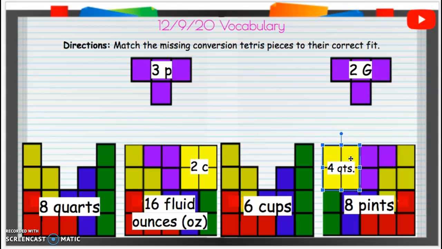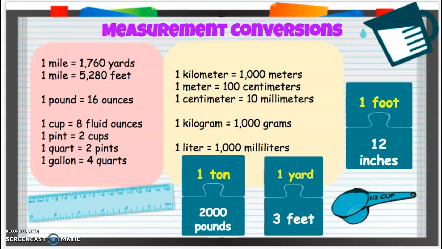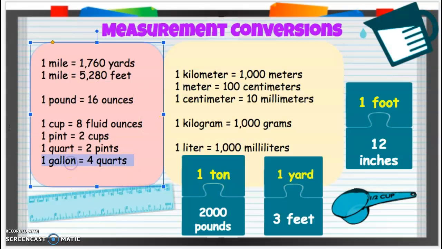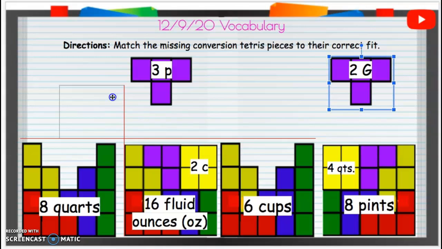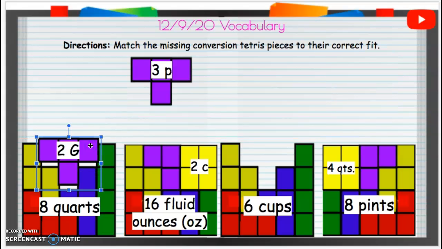All right, now let's take a look at the next one. There we go. So we have pints and gallons here. Let's take a look. What is our gallons? 1 gallon is 4 quarts. So what would 2 gallons be? 2 gallons would be 8 quarts.